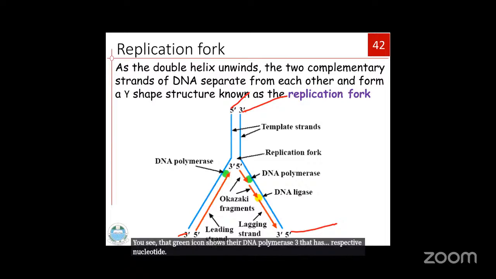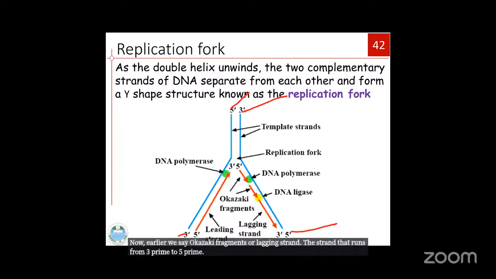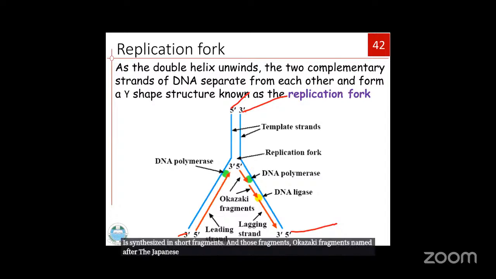Now, earlier we said Okazaki fragments or lagging strand. The strand that runs from 3' to 5' is synthesized in short fragments, right? And those fragments are known as Okazaki fragments, named after the Japanese scientist Reiji Okazaki, who discovered them, right?